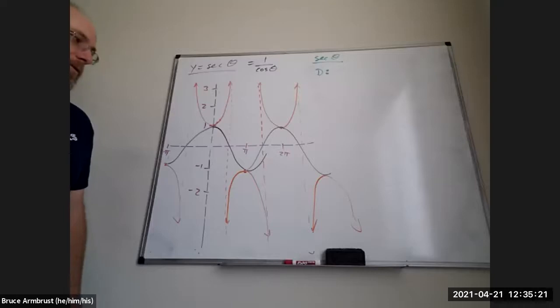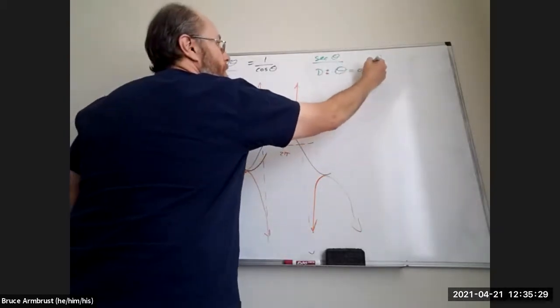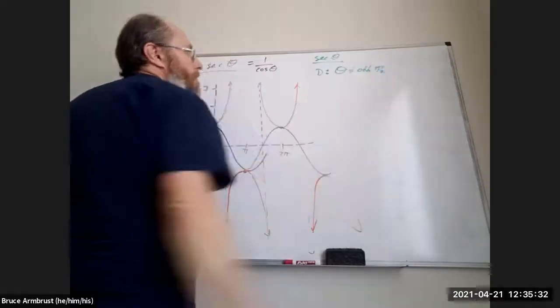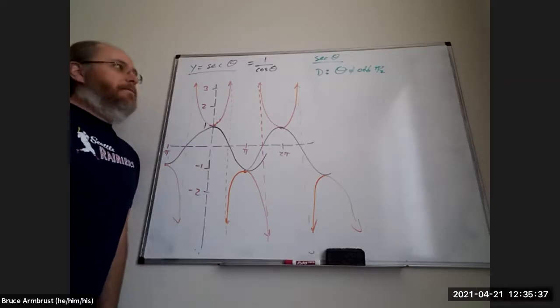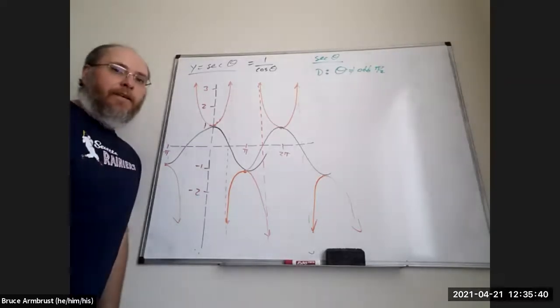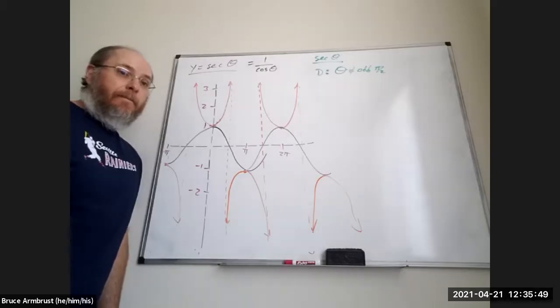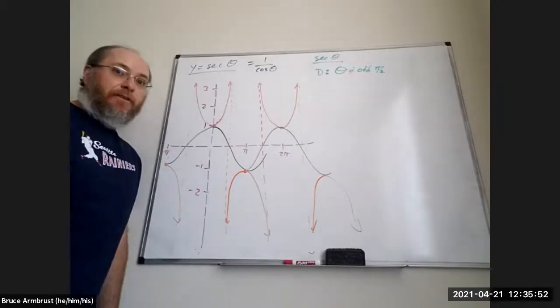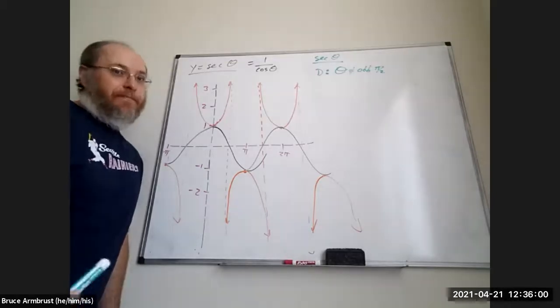So this one, there are restrictions, right? There are places where the graph doesn't exist. There are vertical asymptotes. And it's everywhere but the odd half pies. Everywhere but the odd pi over two. Exactly the same as tangent. So secant and tangent share the same domain because from the unit circle, they were both formed by dividing by x, right? And so when we have division by zero with tangent, we have it with secant.